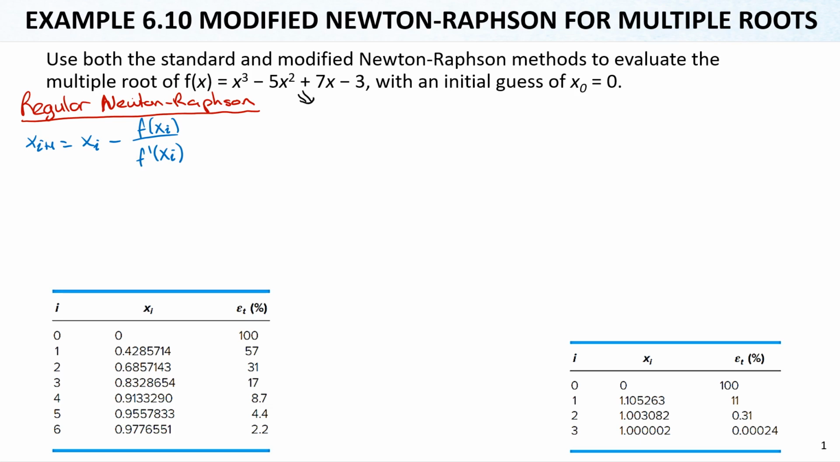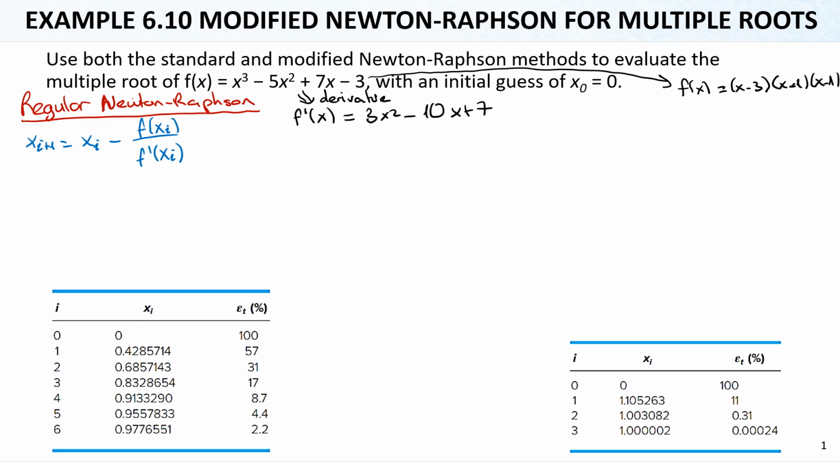By the way, let's say this is f prime x, and the derivative, let's write here, derivative: 3x squared minus 10x plus 7. So also, if you remember this function, if we separate these into some multiplications, actually that is f(x) equivalent to (x minus 3)(x minus 1)(x minus 1). So we have multiple root here.